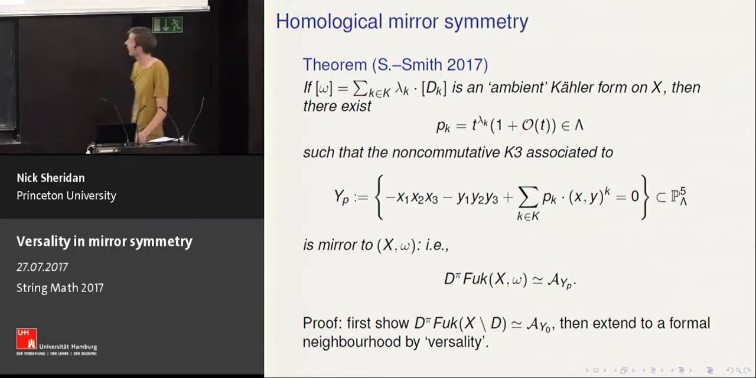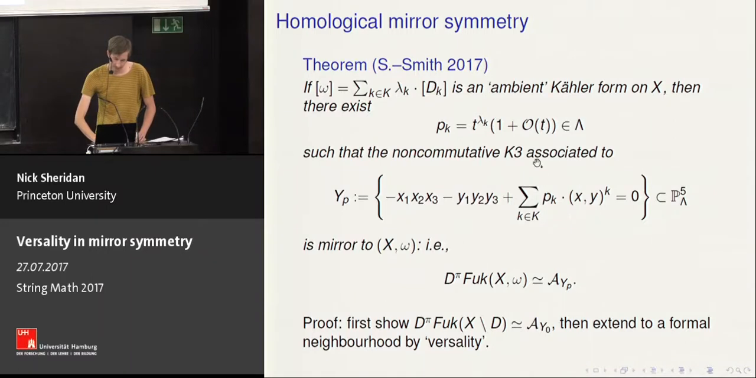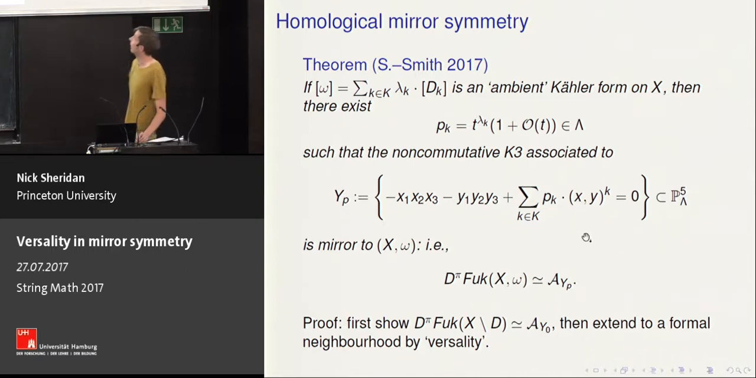And the theorem we prove is that the Fukaya category of X with this Kähler form is equivalent to the Kuznetsov category of this cubic fourfold with these particular parameters pk. I haven't actually specified them to you explicitly, but you can, in principle, write down an expression for the higher order terms. It turns out not to be important for a lot of the applications that we're interested in, so we haven't written it out yet.